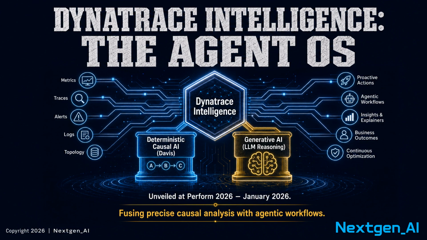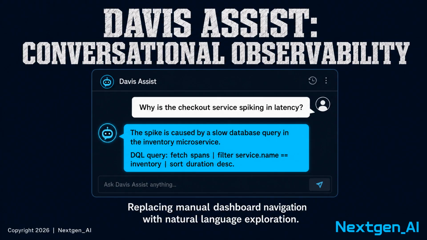Building on Dynatrace's deterministic core of causal AI, we see the introduction of Davis Assist, their generative AI interface. This isn't just a chatbot. It's a sophisticated layer that allows engineers to interact with the deep interconnected data models of Smartscape topology, service dependencies, and code-level insights using natural language. No need for complex DQL queries or navigating intricate dashboards.